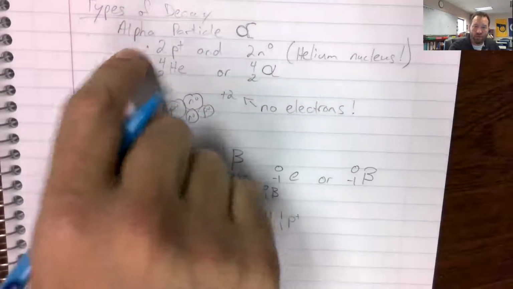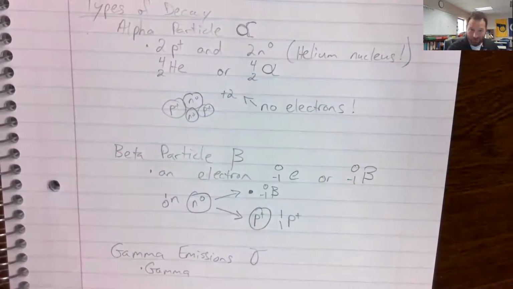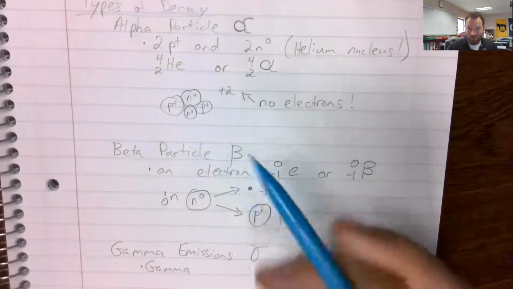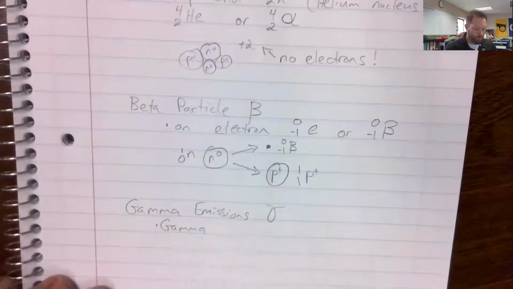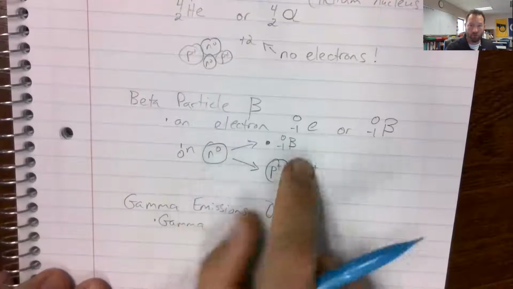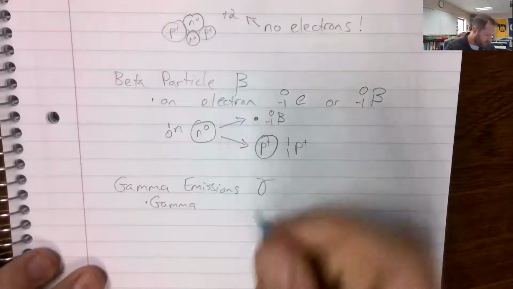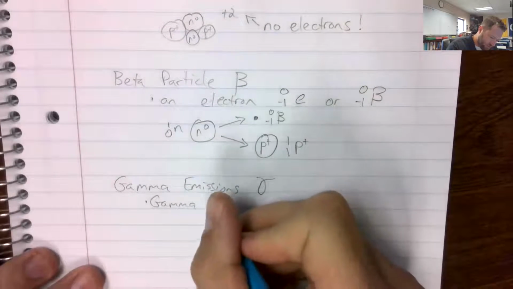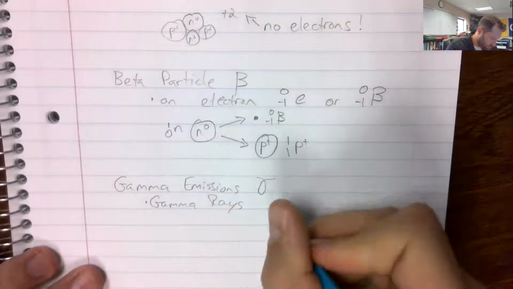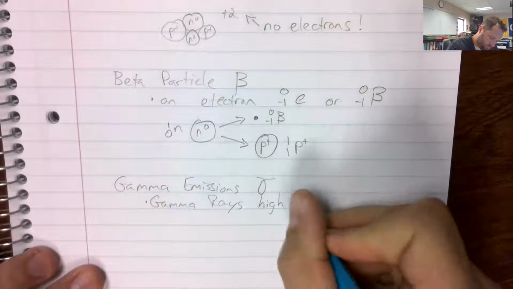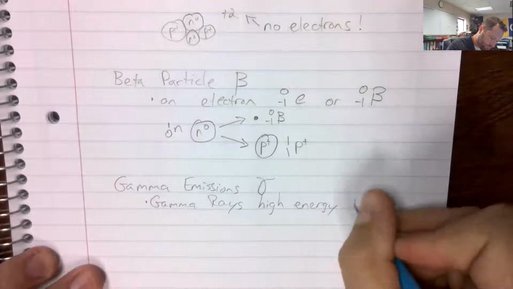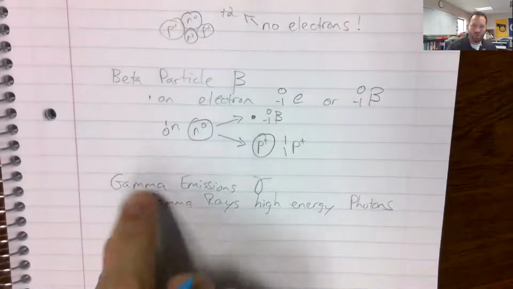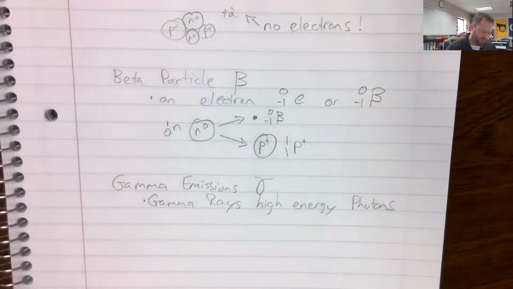That's why I said this guy was probably discovered first, called the alpha, the first. He's big, he's hefty, and he's got a +2 charge. Pretty easy to discover in chemistry. Beta particles are a little bit smaller, but they're still charged. Gamma rays have no charge. All they are is photons, little packets of light energy. So gamma rays are high energy photons.